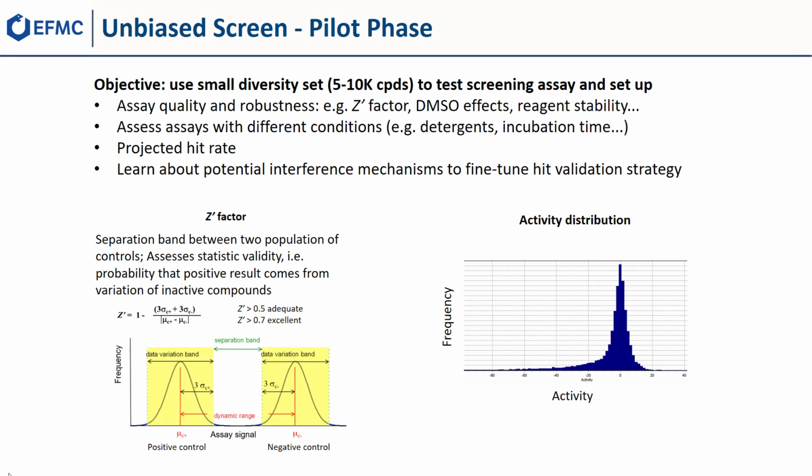Typically, what you would have is an activity distribution like the one shown on the right, with many compounds showing really no activity on your target, and the higher the activity, the less number of compounds you will find. Last but not least, this pilot phase can be used to learn about potential interference mechanisms to fine-tune your hit validation strategy, and we'll go into that in the next webinar.